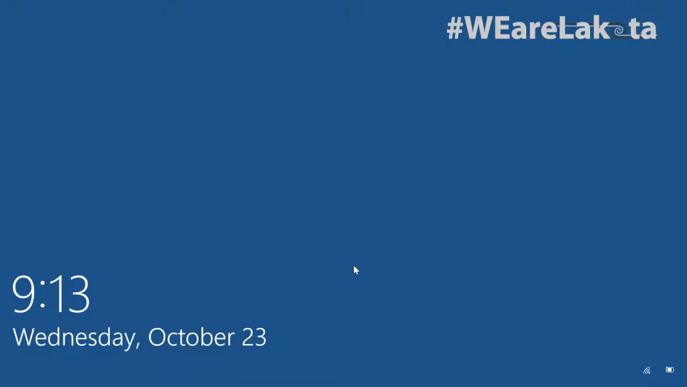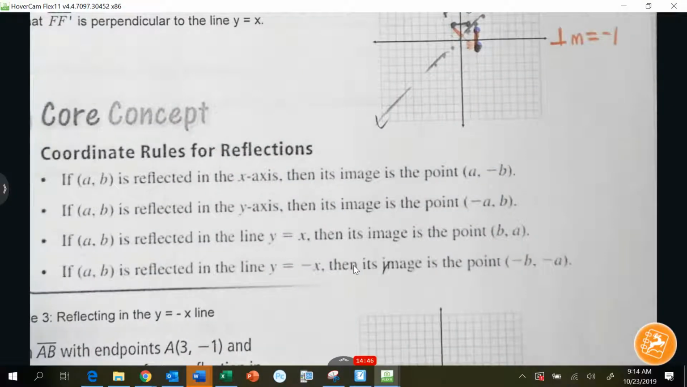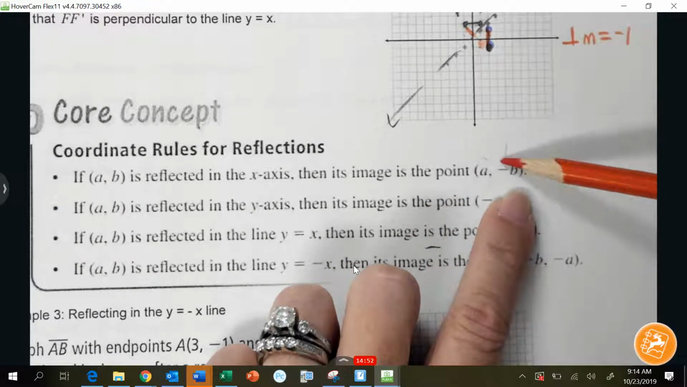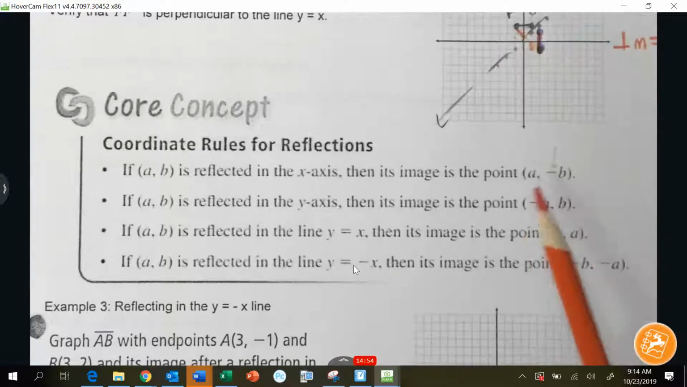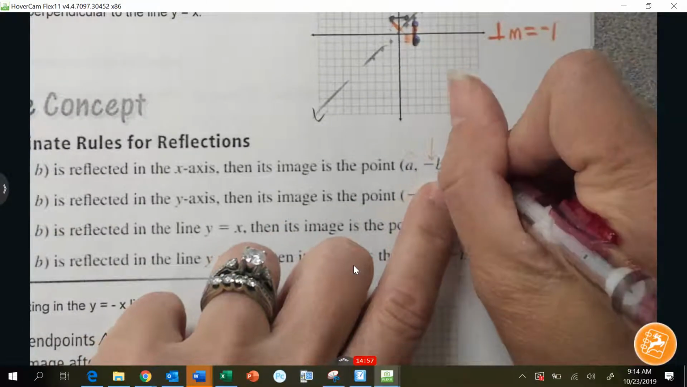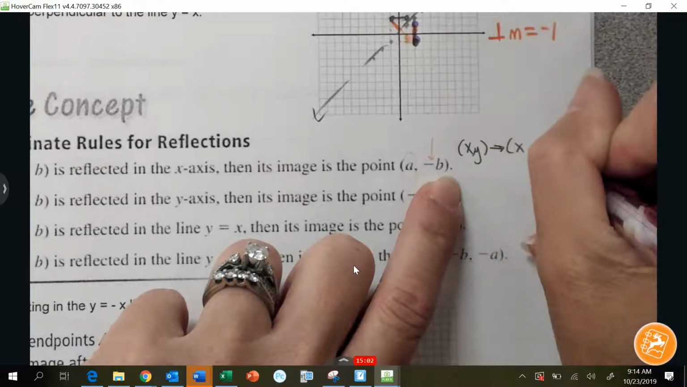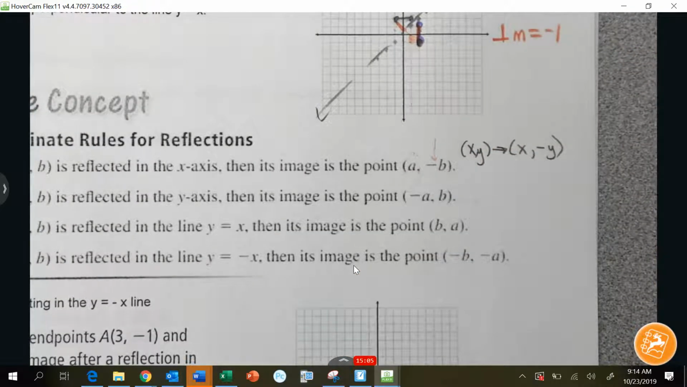What do the x values do if I go from here to here? Left to right, what happens? Nothing. So if we reflect in the x-axis, the x's stay the same, it's the y values that change. That's what it says right here. So writing that like a rule, it would be (x, y) arrow (x, negative y). That would be my rule for reflection in the x-axis.